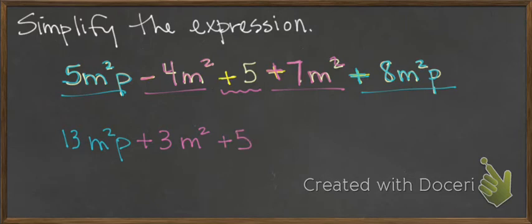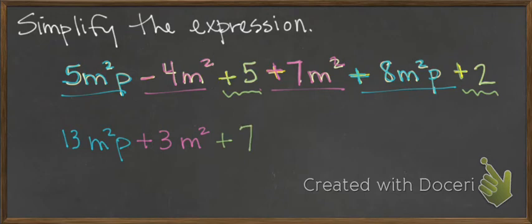Along those lines though, what if I added this plus 2 at the end? Are positive 5 and positive 2 like terms? Yes, because they're just regular numbers. They're constants. We can always add 5 and 2. That's something you learned in elementary school. So you just add those numbers. So positive 5 and positive 2 combined is positive 7.